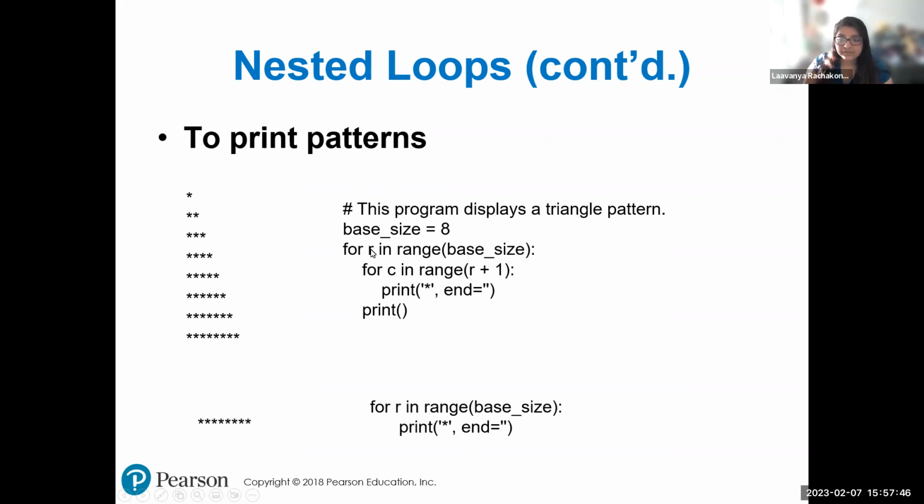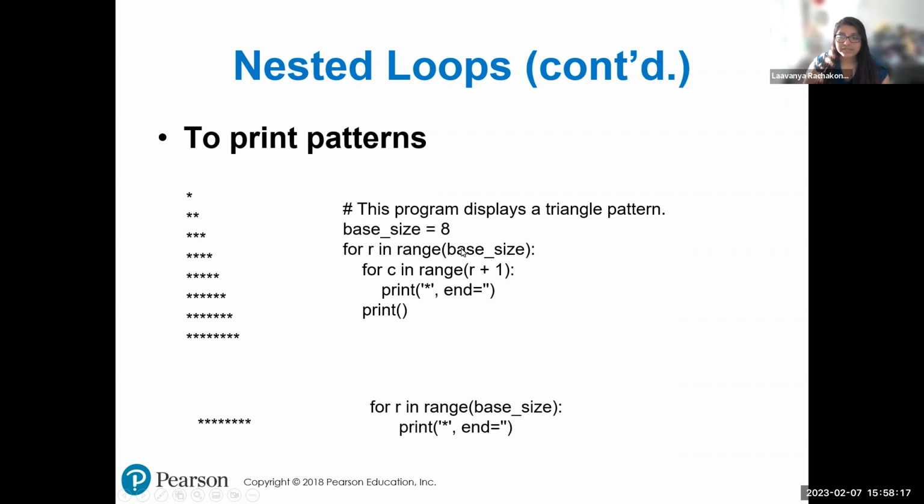So for R, the first iteration will be 0, right? With R value being 0, the value of C will be range of 0 plus 1, which is 1. So C will be 0. As C is 0, you are just printing the symbol once. And as there are no more values C can have, now you're checking for the R value again.